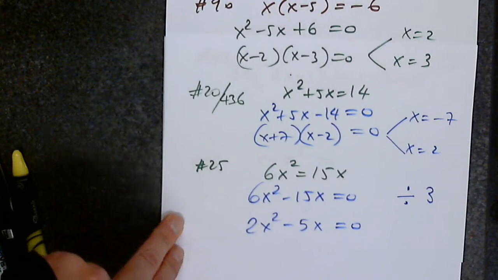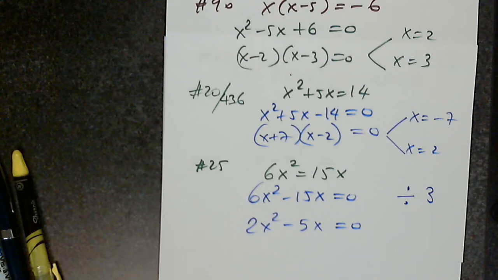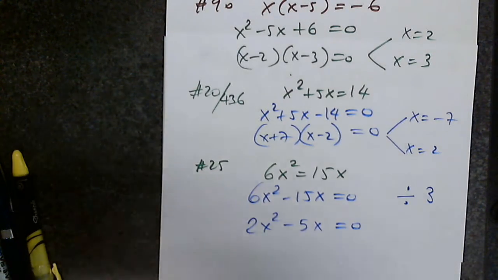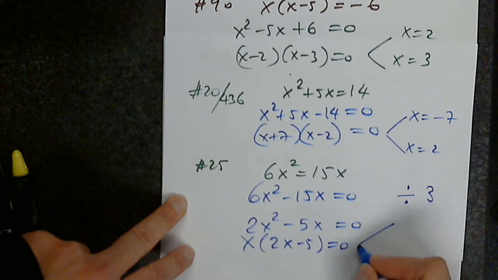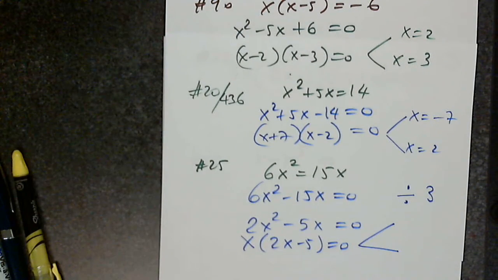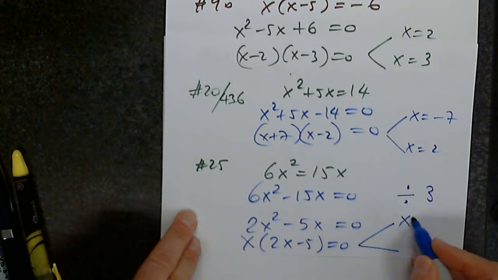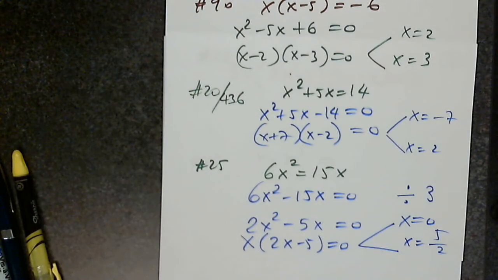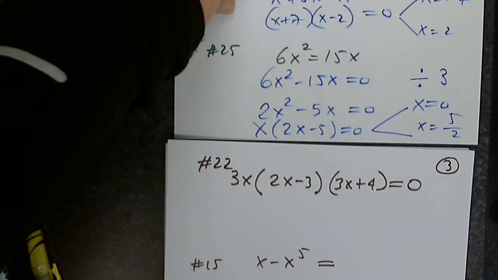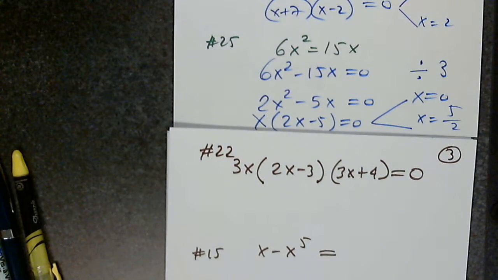Good. What do I do next? It's a binomial. It's in descending order. Please, thank you. So please give me the options. x equals 0. Right. Very good. We're working on 22 now.